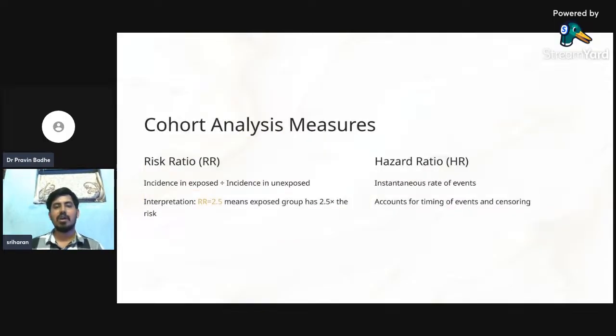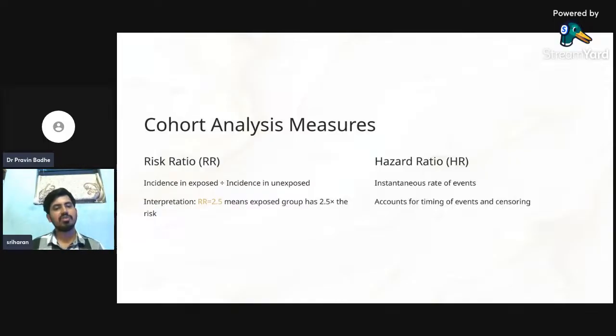Cohort analysis. While doing the cohort study, the statistical analysis is very important, and there are two types of statistical analysis used. A cohort study always measures risk. Risk measurement is done by the risk ratio, otherwise called the relative risk. This is nothing but dividing the incidence in the exposed group by the incidence in the unexposed group. We divide the groups, and we get one answer.